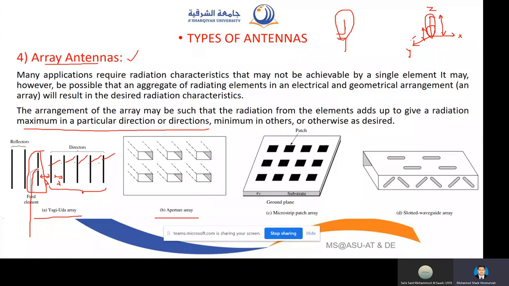And you can see in other directions, is there any radiation, in the Y direction? No. In the Z direction? No. In only one direction, you can increase the radiation characteristics. This is why we use array antennas. Where do we apply them?